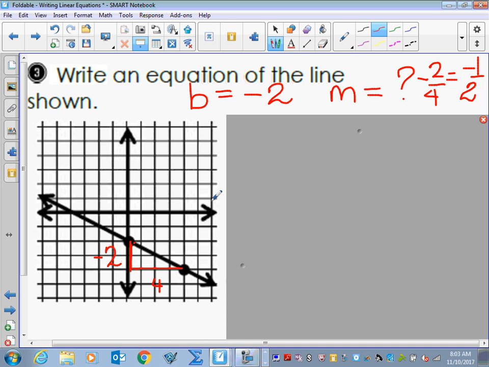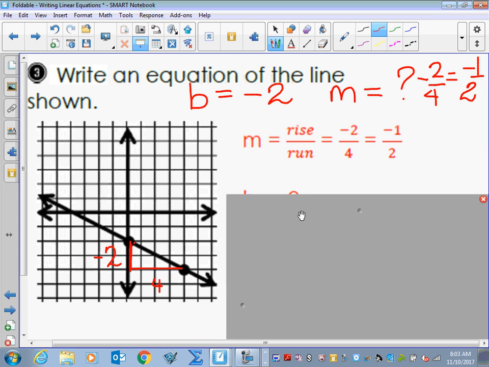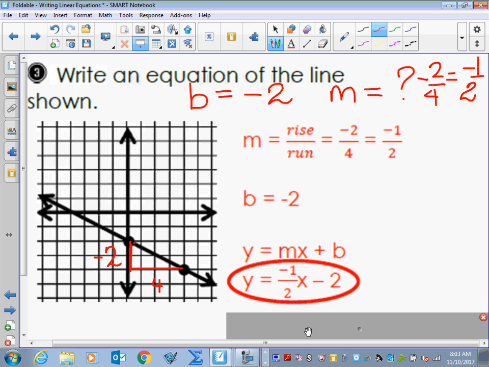The rise number always goes at the top. It doesn't matter if you start counting here first or here, as long as you put the numbers in the proper places. Okay, so now we have m, we have b. Okay, and now we can write our equation. Say drop your m where m's supposed to go, drop the b where the b goes, and that's it. Okay, so that's your next situation. If you're given a graph, you should be able to pull the slope from the graph and pull the y-intercept.